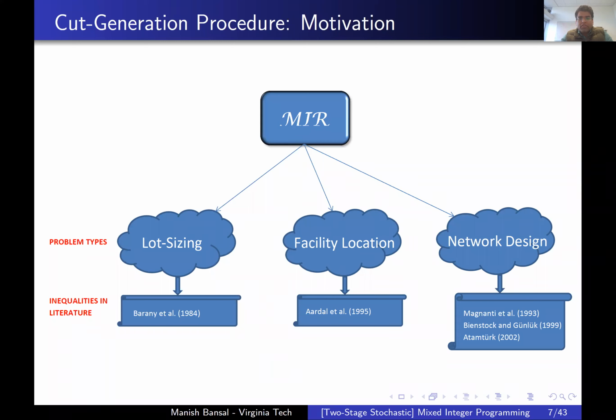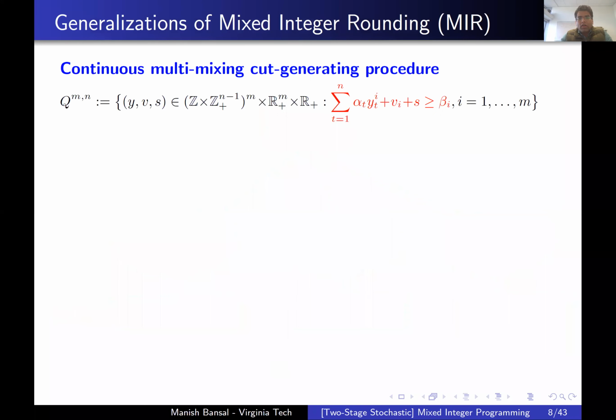It was later observed that various inequalities derived for problems, say lot sizing or production planning, facility location, or the network design problem, the inequalities independently derived for these problems can also be derived by using this cut generation procedure. So which means, why just stay focused only on a single constraint set with only one integer variable? How about I go with a set which has m constraints, where each constraint has n integer variables y, and it also has some continuous variable vi associated to that constraint, and a continuous variable s which is common among all those constraints.